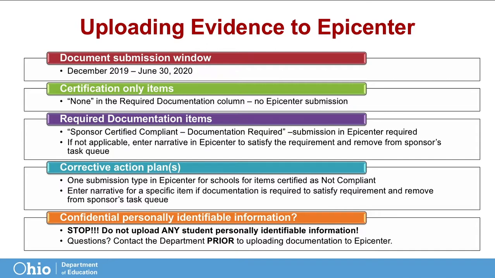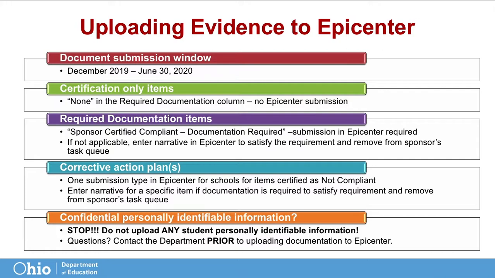For any item for which there is something listed in the required documentation column, the sponsor must upload documentation to Epicenter. If the certification determination is sponsor certified compliant, documentation required, the listed documentation must be uploaded to support the compliant determination. Failure to upload the required documentation will result in being found not compliant on the item. If the compliance determination is sponsor certified not compliant, there would be no documentation to submit. In this case, the sponsor must enter the narrative of not compliant in Epicenter to satisfy the submission and remove it from the sponsor's task queue.